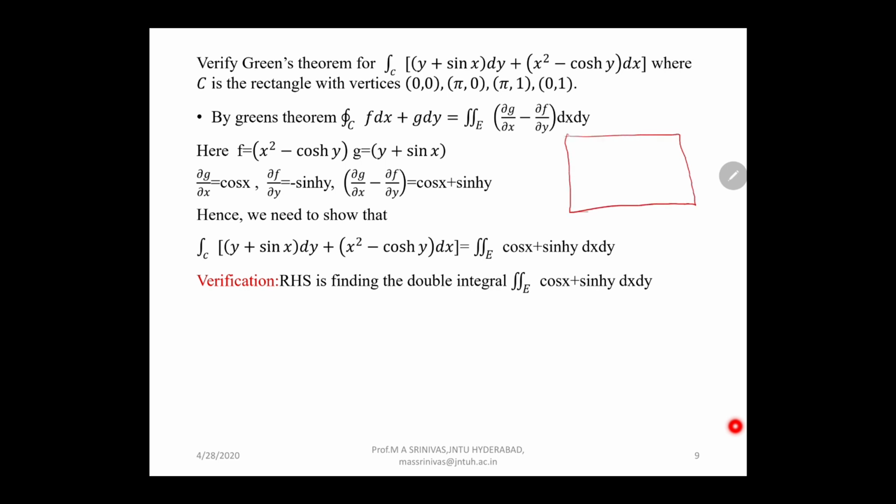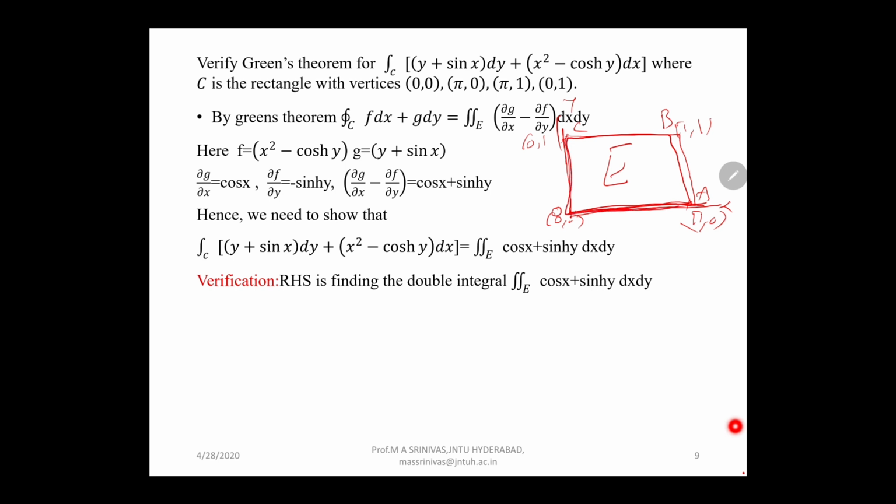This is x-axis and this is 0, 0. This is pi, 0. This is pi comma 1. This is 0 comma 1. So this is x-axis, this is y-axis. This is my region E. What is my curve? If I call it O, A, B, C, the curve is OA, AB, BC, CO. That is my closed curve.